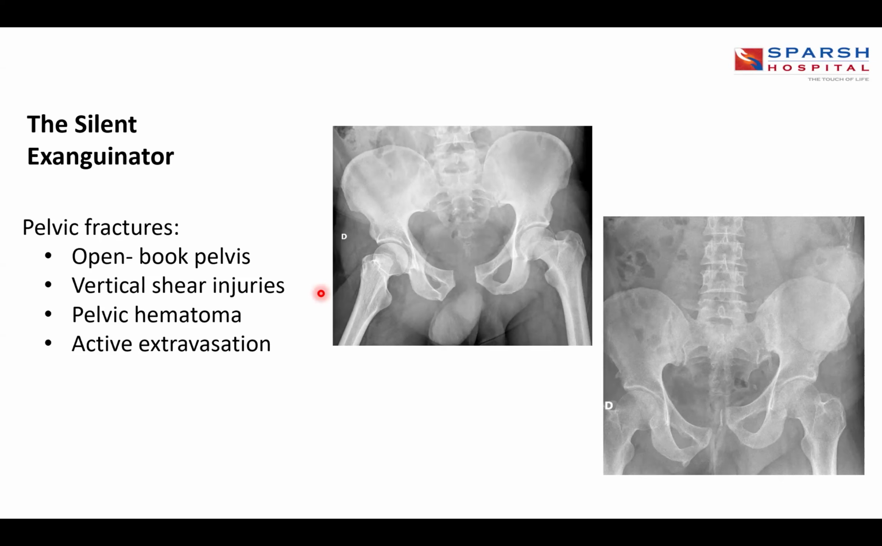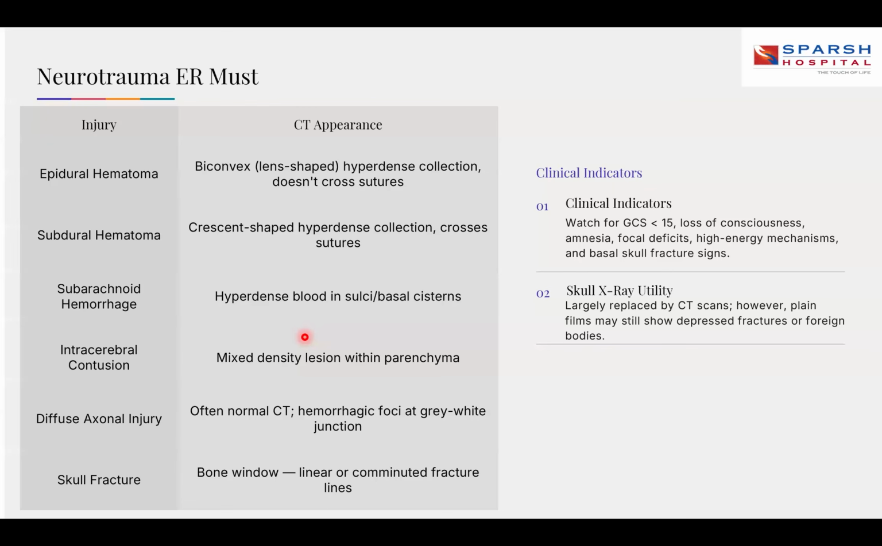So pelvic X-rays, you cannot obviously see the bleeding, but you can see the fractures like open book pelvis fractures or vertical shear injuries, pelvic hematomas, or any of these injuries can give you an idea that it's an active extravasation and you have to consider a pelvic bleeding. So immediately, stabilize the situation by having a pelvic binder. So you did focus first, and then you had the chest X-ray series and the pelvic X-ray series.